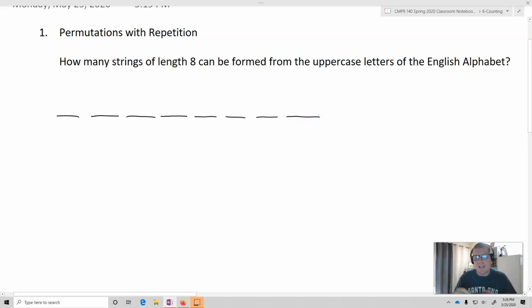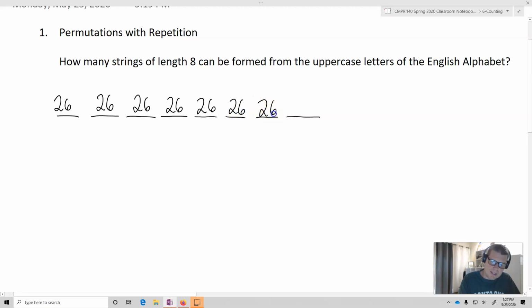And now we're looking at the English alphabet, uppercase letters from the English alphabet. So consequently, for the first letter, we have 26. Now, the thing is that we're not told that we can only use one of the letters once. So that means that for the second letter, we can also use 26. And for the third, we'll get 26. The fourth, 26. Fifth, 26. Sixth, 26. Seventh, 26. And eighth, 26.